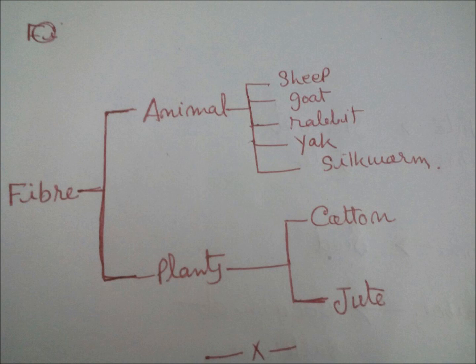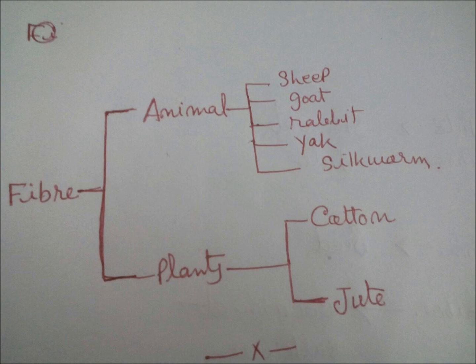Okay guys, chapter 3 of science, class 6: Fiber to Fabric. The important thing here is that there are two kinds of fiber: one is natural and one is artificial. In the case of natural fiber, there are two sources: one is animal and one is plant. Goat, rabbit, yak, and silkworm are sources of animal fiber. Cotton, jute, etc. are sources of plant fiber.